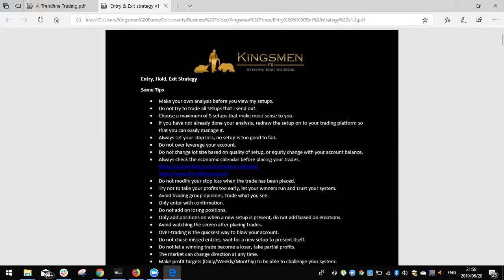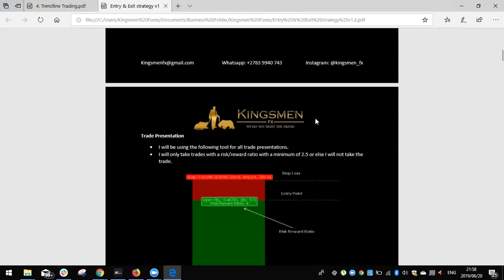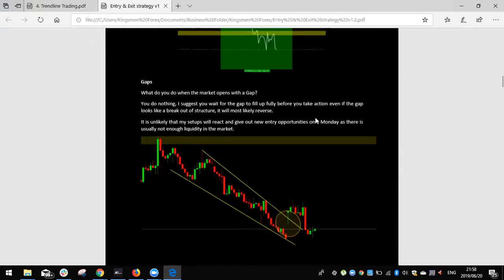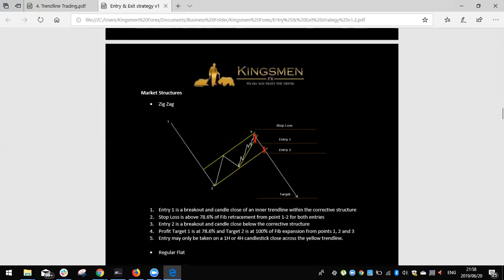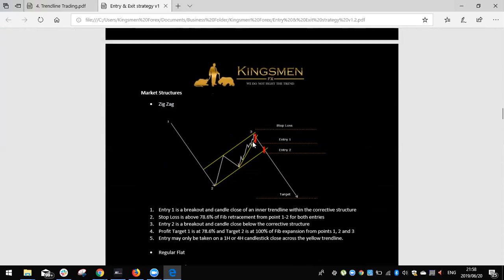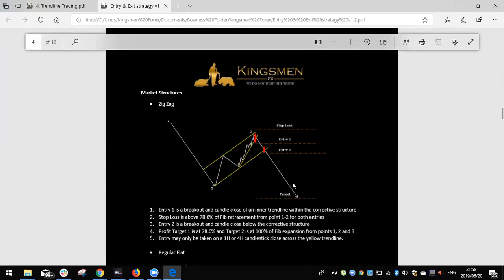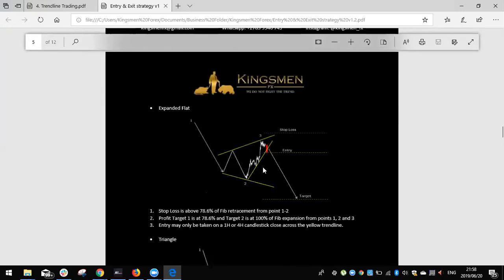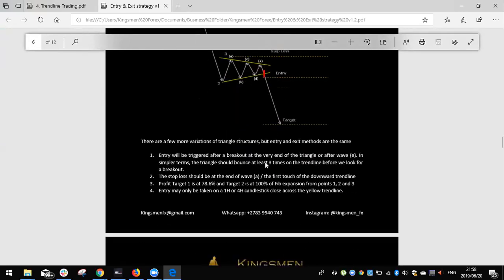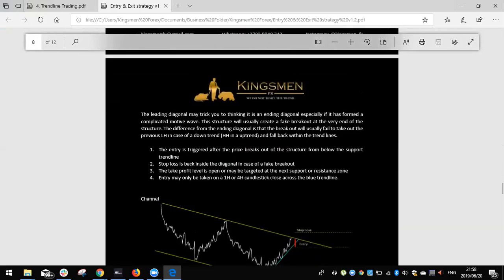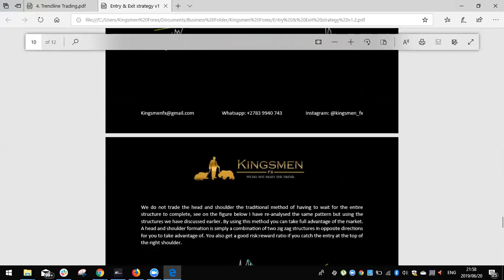Okay, I created this document as a guide for my members in the premium group, but I'm gonna send it to you. You see, this is showing you what I just showed you now: you take your first entry there, your second entry there, and how you put in your target. So basically, I'm showing you the types of corrections and how you can enter them. But I'm gonna send this to you.